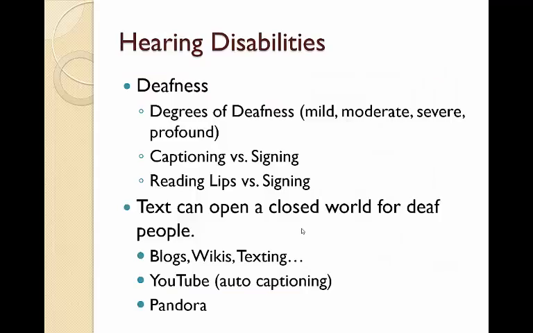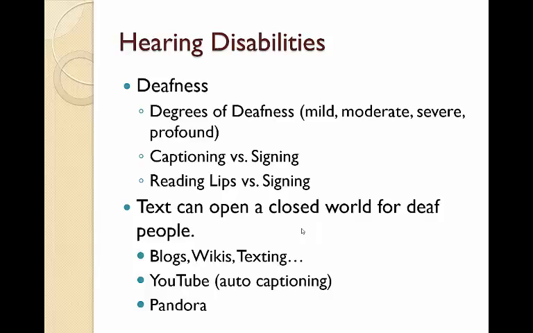Hearing disabilities, there's different degrees of deafness. You can hear a little bit or have profound deafness where you can't even hear anything. And there's lots of ways that we have to deal with deafness. Captioning is one of them. I'm sure you've seen captioned videos or captioned television where you can read what the people are saying, and it doesn't require you to have hearing to understand what's being said.